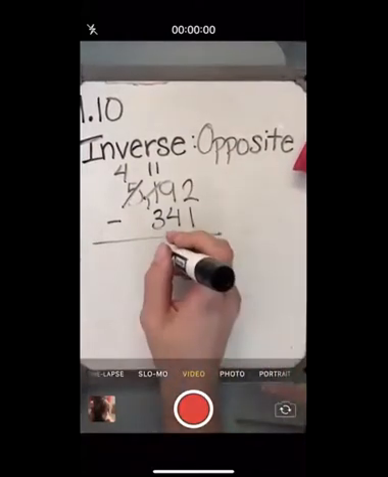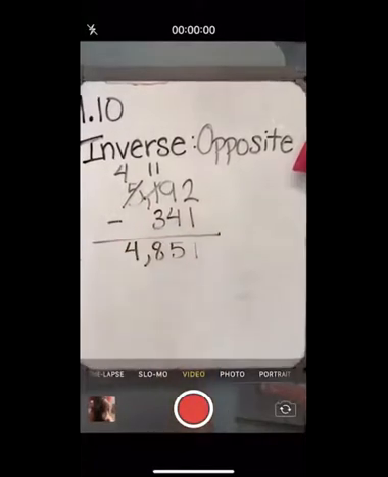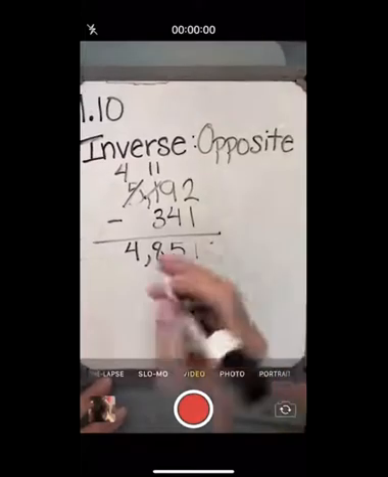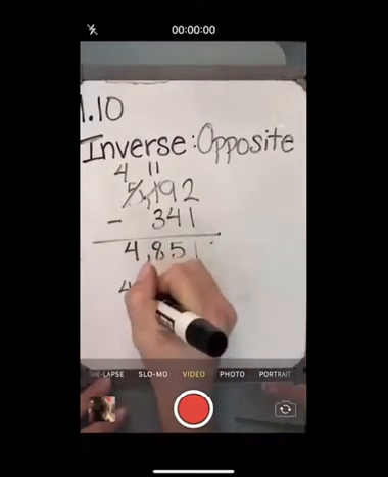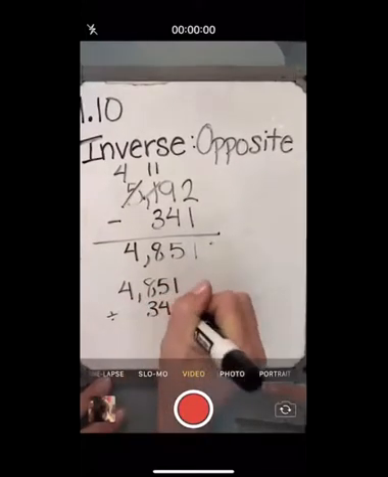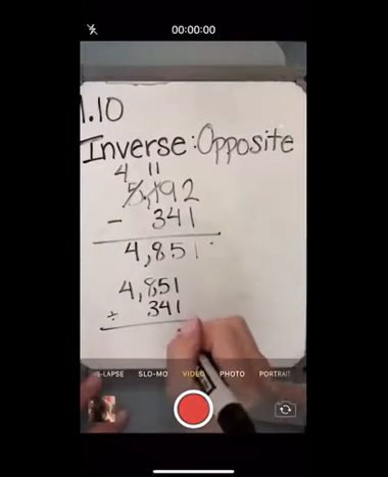So I have 11 minus 3 is 8. Drop down my comma. 4,851. And if I'm looking at this going, I'm not 100% sure I have the correct answer, I can always double check it. So I could take my two addends in this case, 4,851 plus 341. And I should be able to get 5,192. Let's double check. 1 plus 1 is 2.